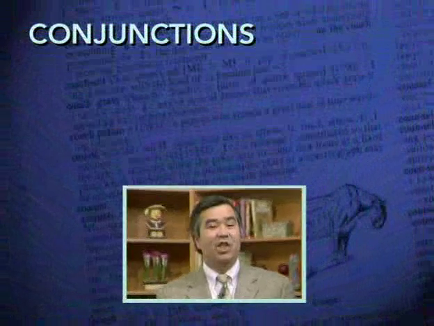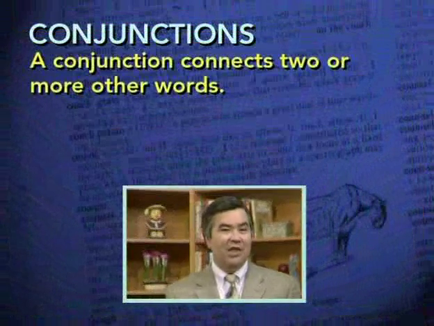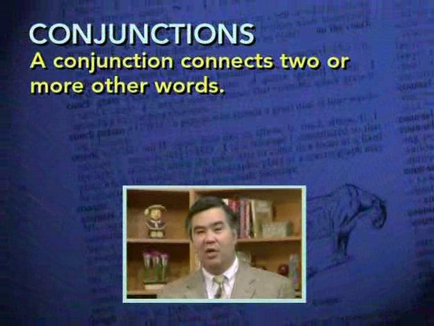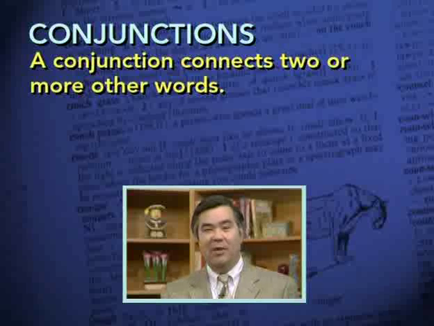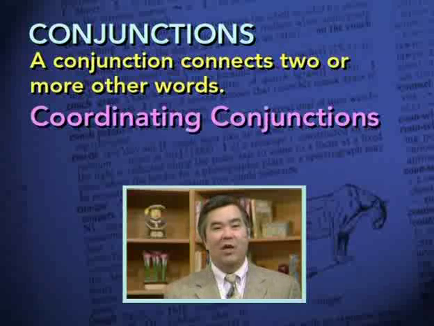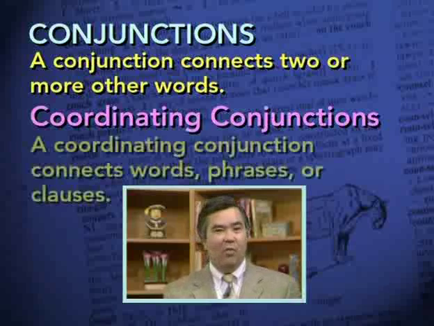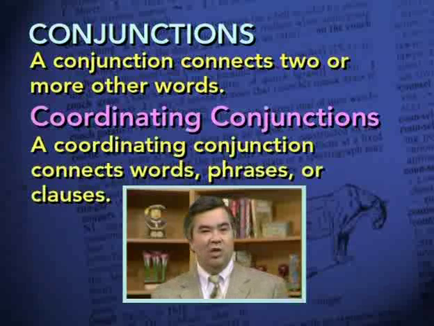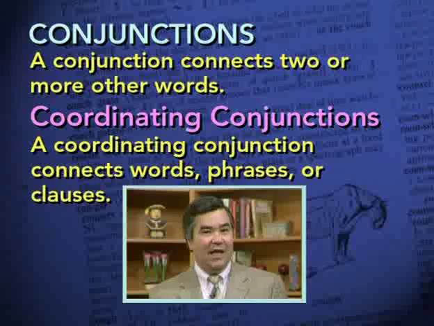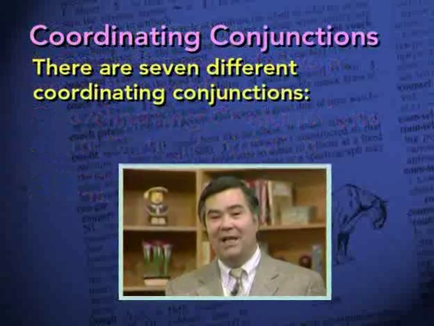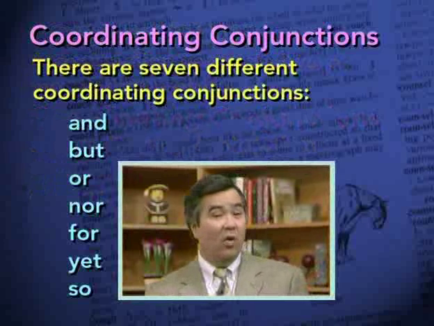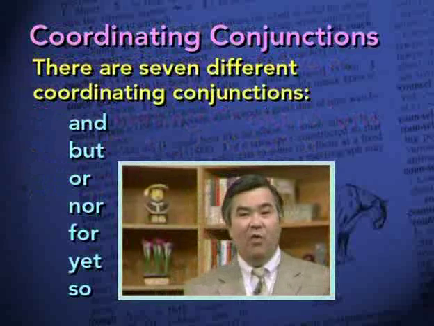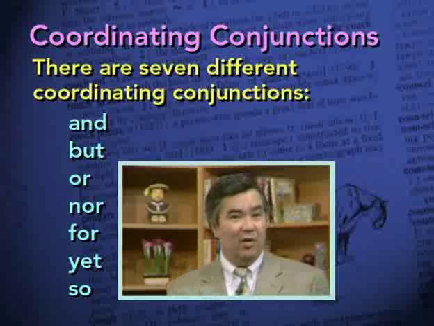The other type of connecting word that's important is a conjunction. A conjunction connects two or more other words. There are a few different kinds of conjunctions that you need to be aware of. First, coordinating conjunctions. A coordinating conjunction connects words, phrases, or clauses. And there are 7 different coordinating conjunctions. They are and, but, or, nor, for, yet, and so.